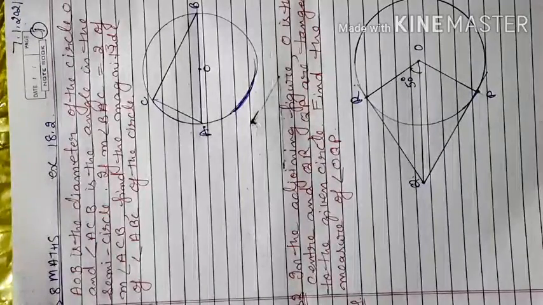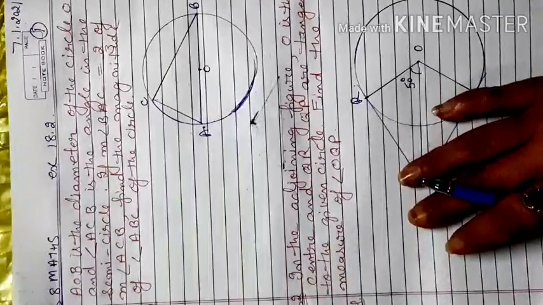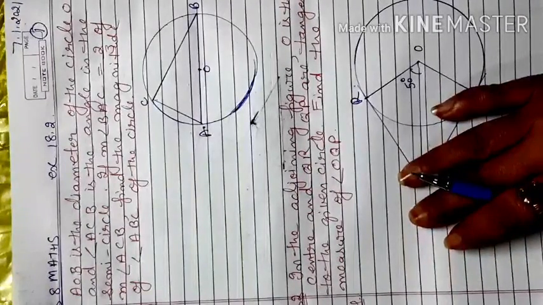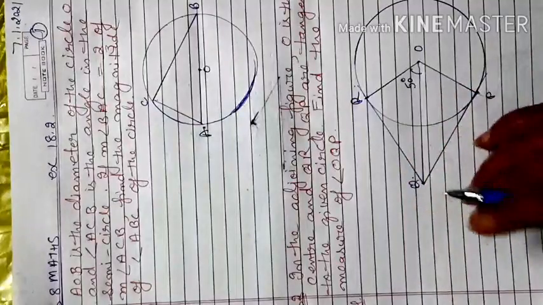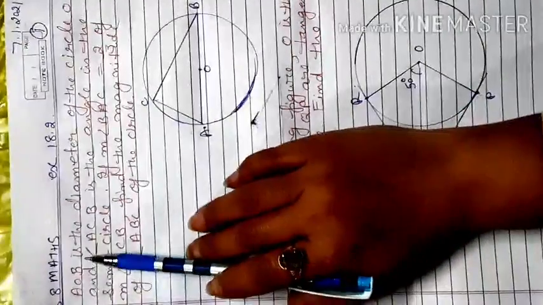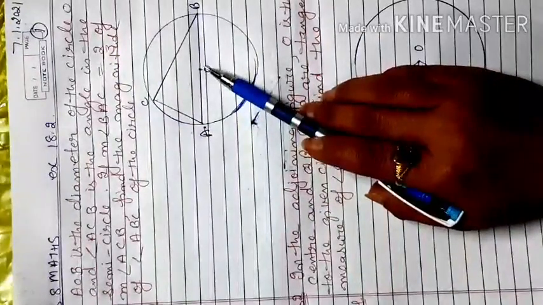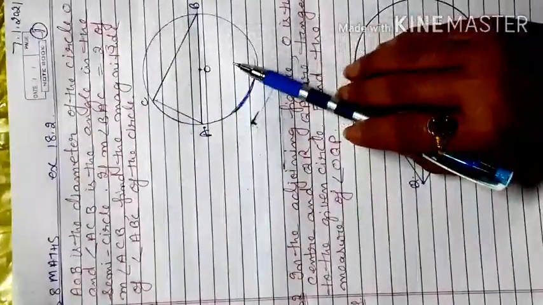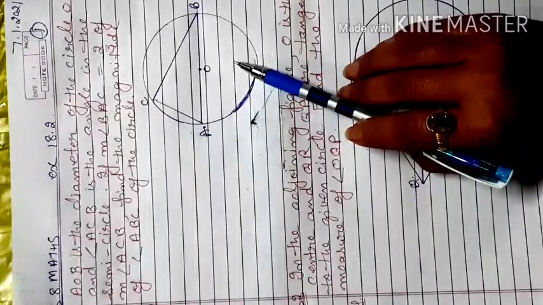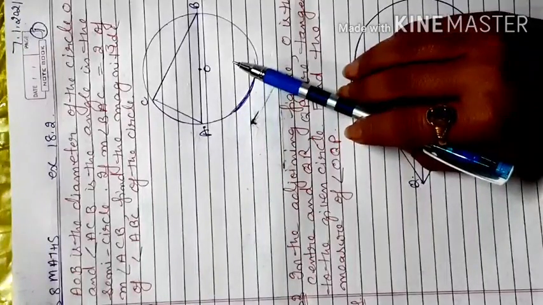Good morning everyone. Today we will discuss exercise 18.2 questions. Here we have the first question. EOB is the diameter of the circle O, the circle with center O, because I already told you we always represent the name of the circle with the center name.